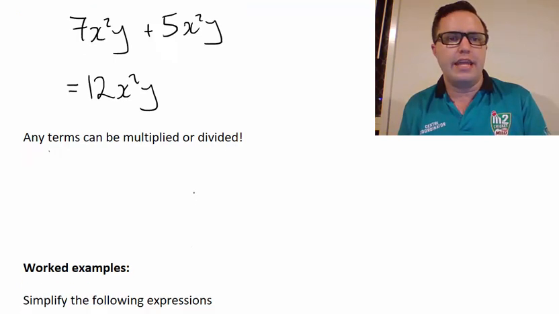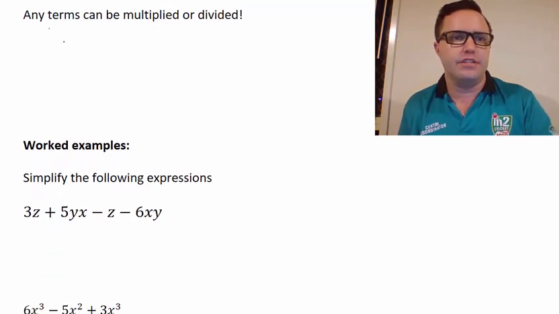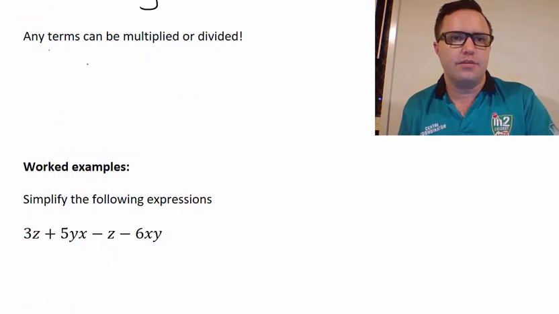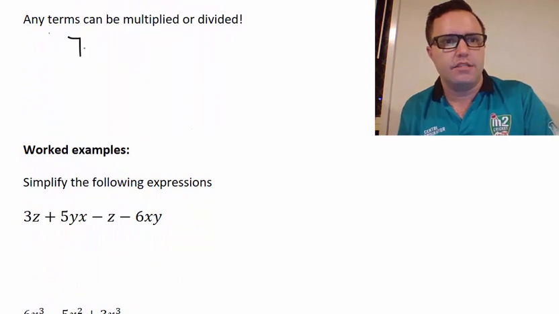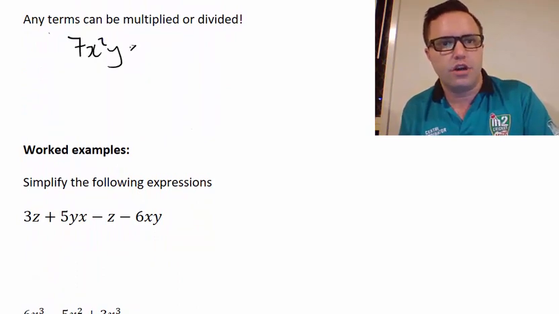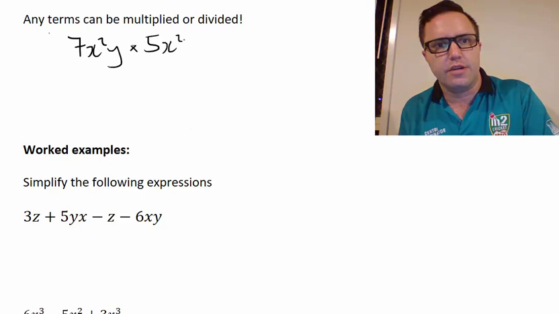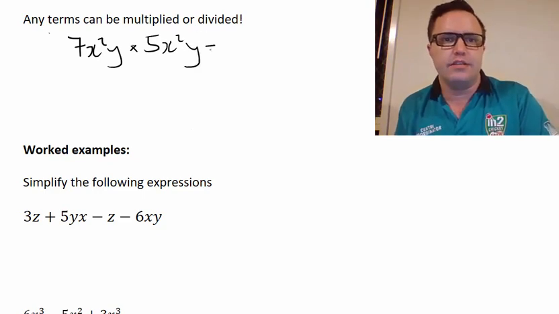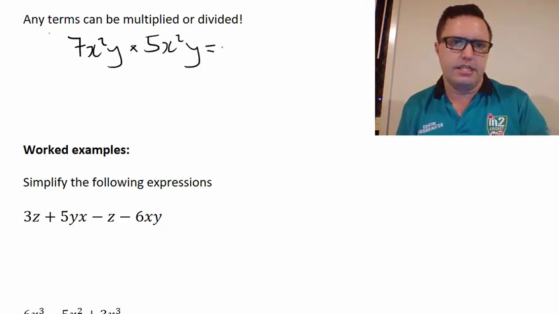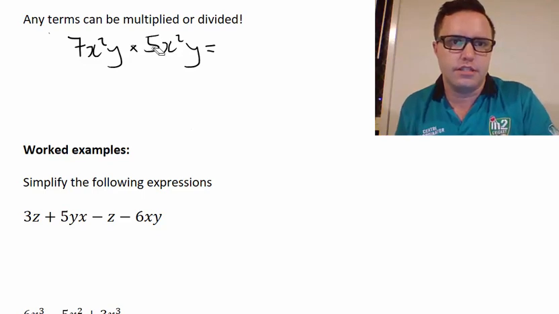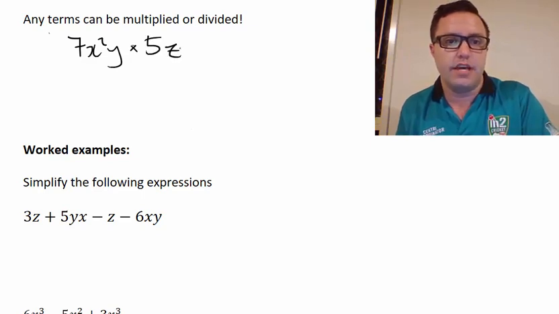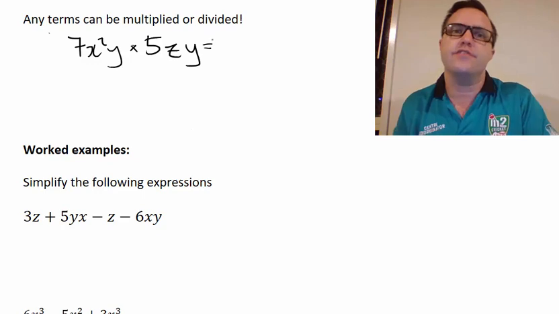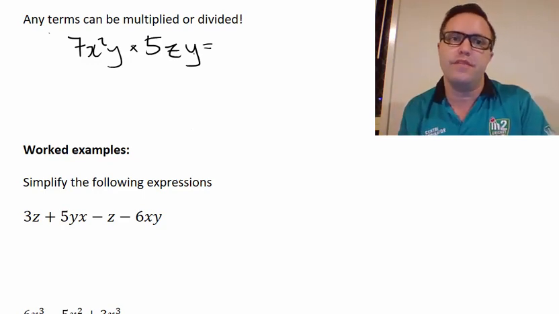Alright, now however, any terms can be multiplied or divided. So if we had, let's look at our ones before, 7x squared y, 5x squared y. So if I had my 7x squared y times 5x squared y, I'd be allowed to do that, definitely. Well, actually, I might change these to unlike terms real quick. So let's just do 7x squared y times, I don't know, 5zy. Okay, so they're unlike terms, but we're allowed to multiply them together.